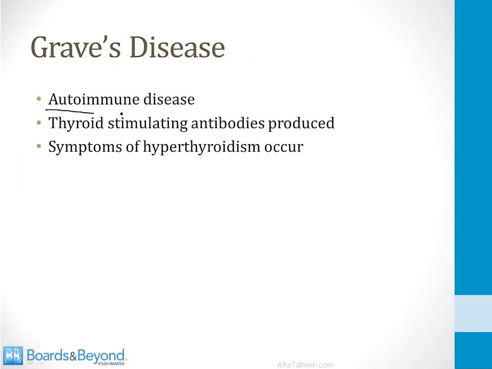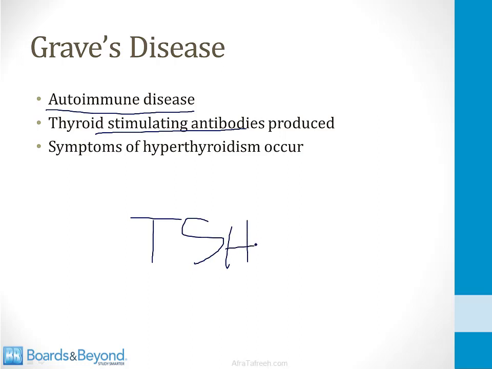Graves' disease is an autoimmune disease in which thyroid-stimulating antibodies are produced. Basically, antibodies are produced that function the same way as TSH. So the thyroid gland behaves as if it is being saturated with TSH, but in fact the TSH levels are not elevated, and as a result, symptoms of hyperthyroidism occur.